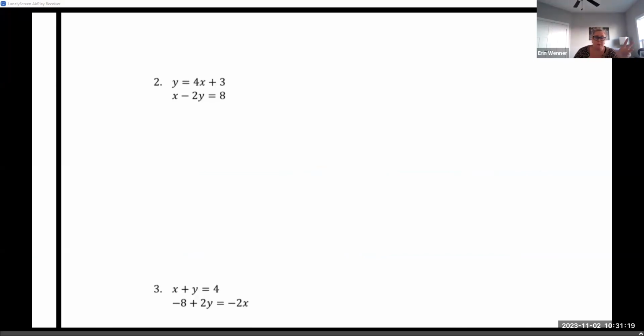So as I said before, remember, one of the first things you need to do is make sure your x and y's are on the same side of the equal sign. So I'm going to move that 4x from the right-hand side to the left-hand side. So what that's going to look like is -4x plus y equals 3, right? It was positive 4x on the right-hand side. When I moved it to the left-hand side, I subtracted, and then writing that second equation below, I have x minus 2y equals 8.